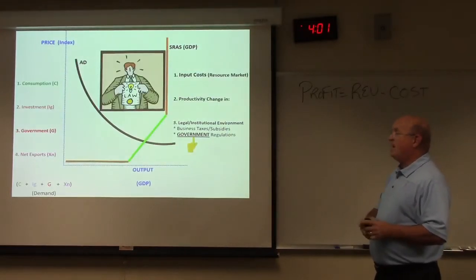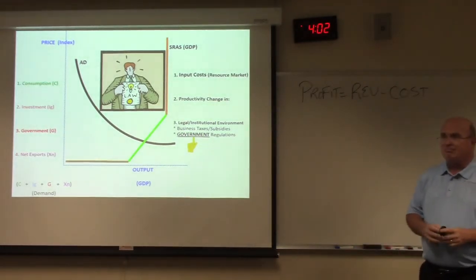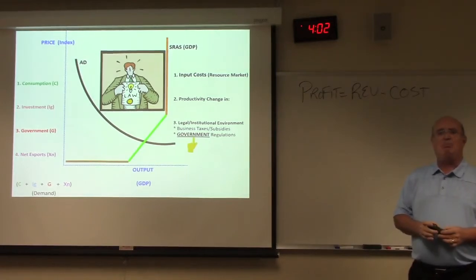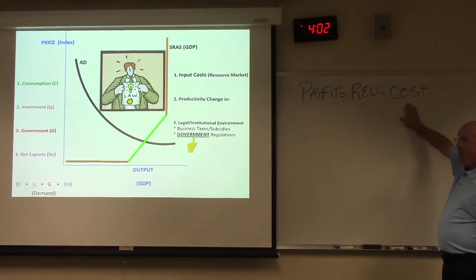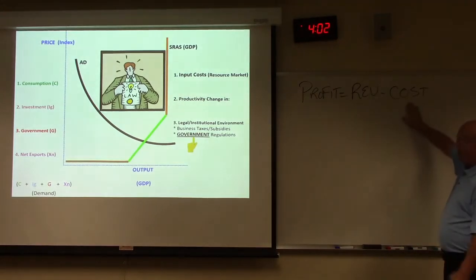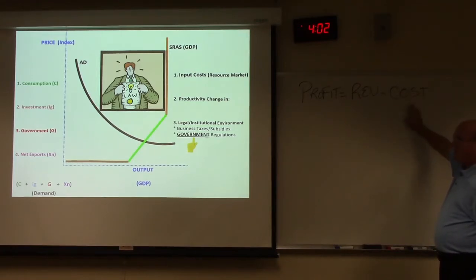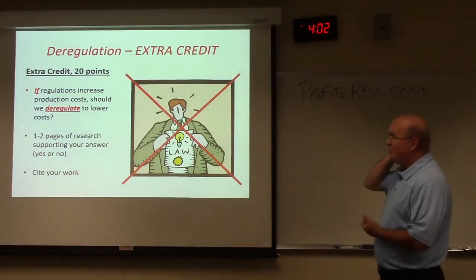Now, we also have government regulations. Regulations are estimated to cost businesses an extra $500 million, half a trillion dollars in productivity. In other words, they have to add all the costs to maintain the government regulations, all the lawyers, all the training, everything that goes with that is a cost that's above what's needed to produce the product. So, more regulations, more costs. Less regulations, less costs. So, here's your second extra credit, 20 points.